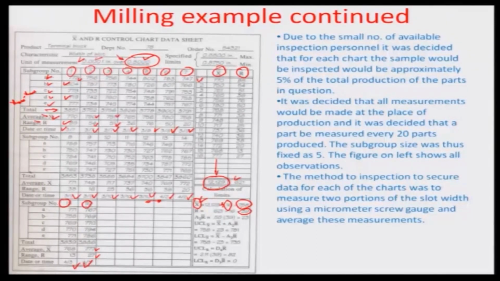Obviously, because we are talking about a subgroup size of 5, for the x bar chart this data is available in a tabular manner, which I am going to share later. A2 is basically the coefficient of the deviation of the range with respect to the mean of means, and it is actually a function of the subgroup size.